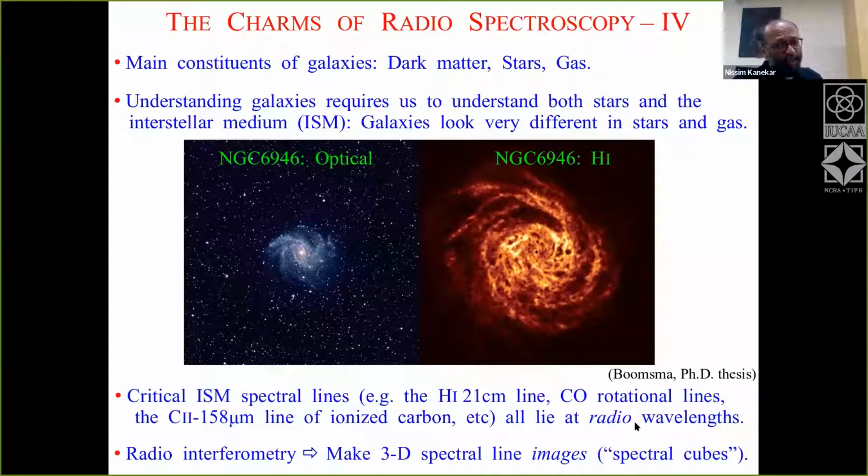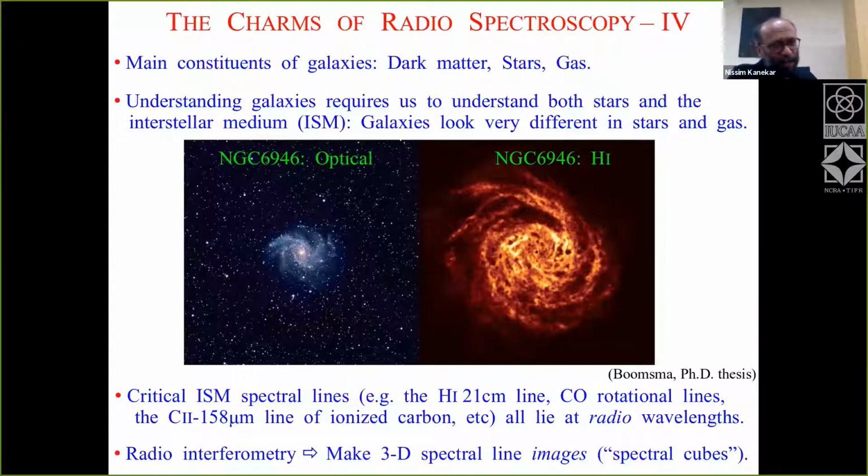Another beautiful thing of the radio is that because of interferometry, I can actually make these 3D spectral line images. I can image the region, as I've done over here in NGC 6946. I can make spectral images, spectral cubes essentially, and I can get velocity fields. I can work out the velocity distribution of the gas. And that again is special in the radio.